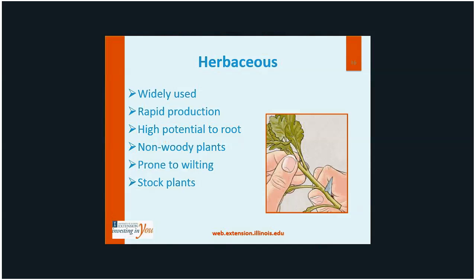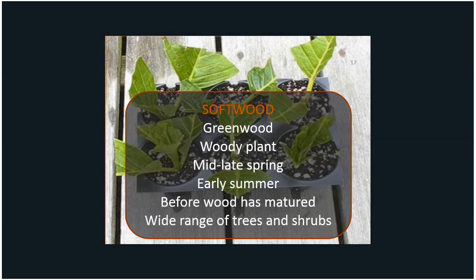Now we're going to have a look at that later on, how we're best going to achieve that. Our next cutting is a softwood cutting, and softwood cuttings are also sometimes referred to as greenwood cuttings. Here in the background we see a picture of a hydrangea. Now softwood cuttings are cuttings that are taken from a woody plant.